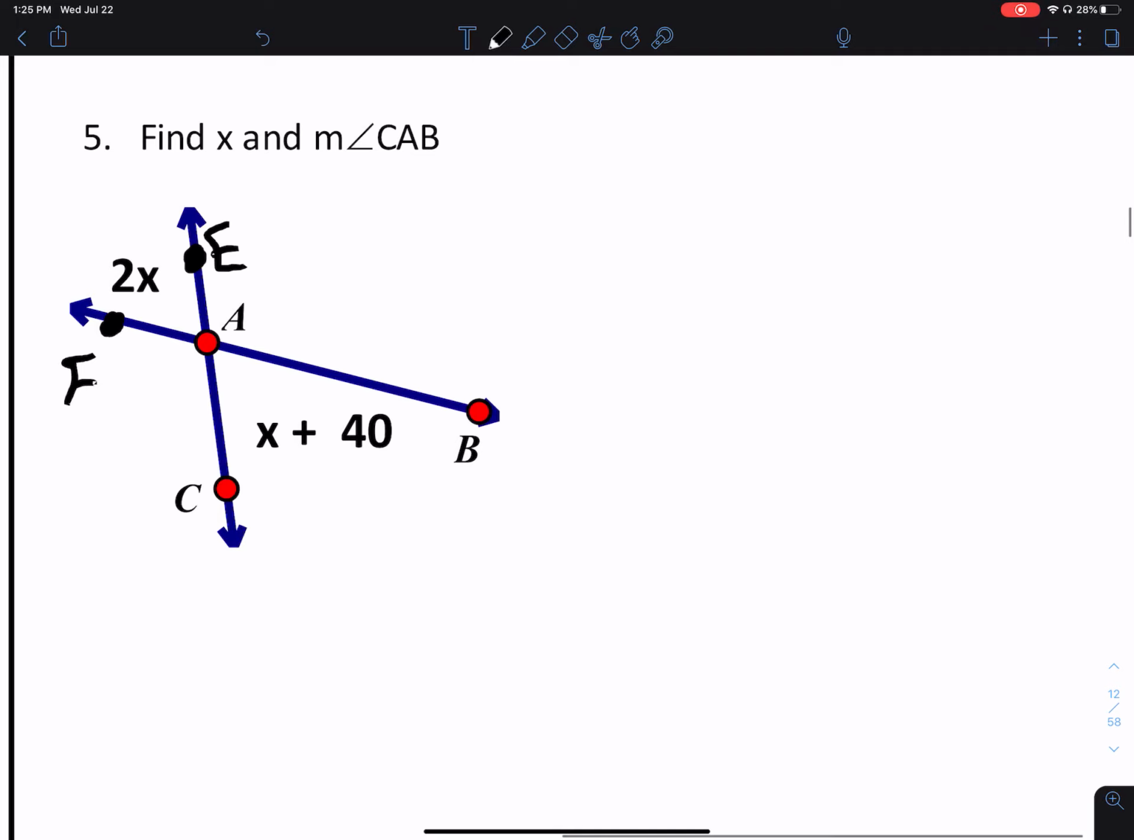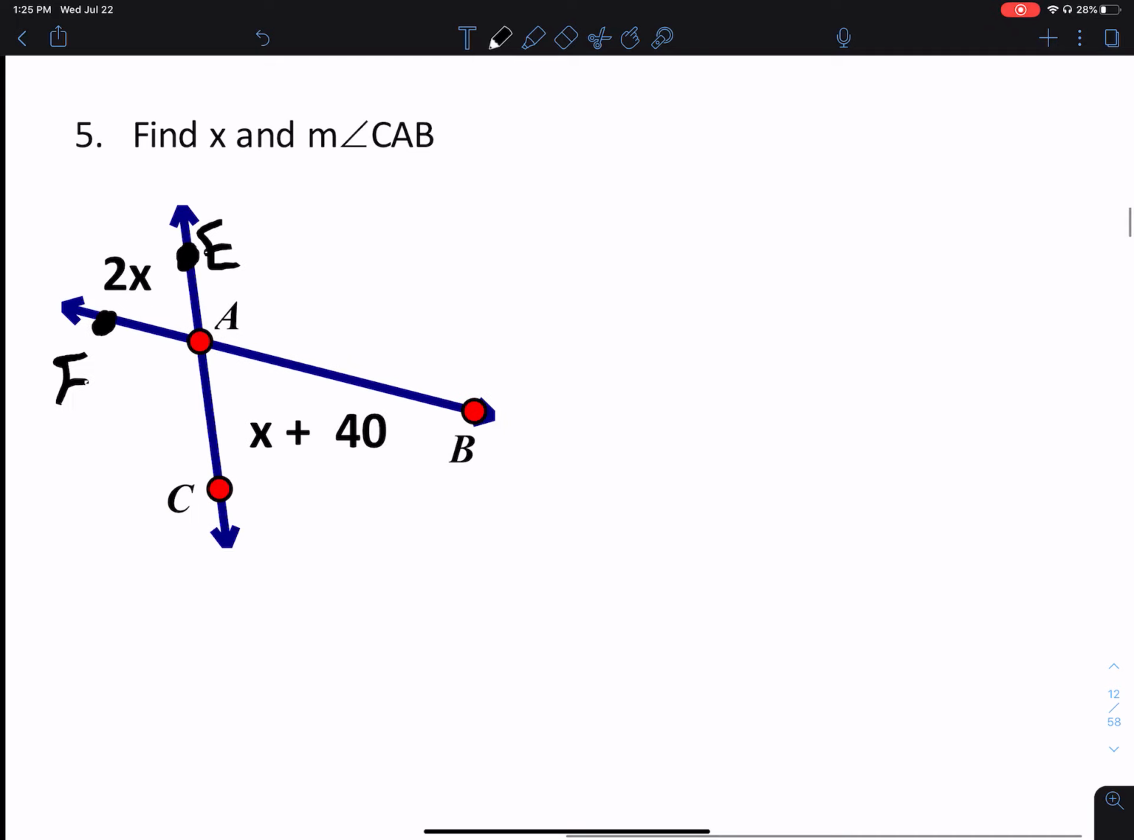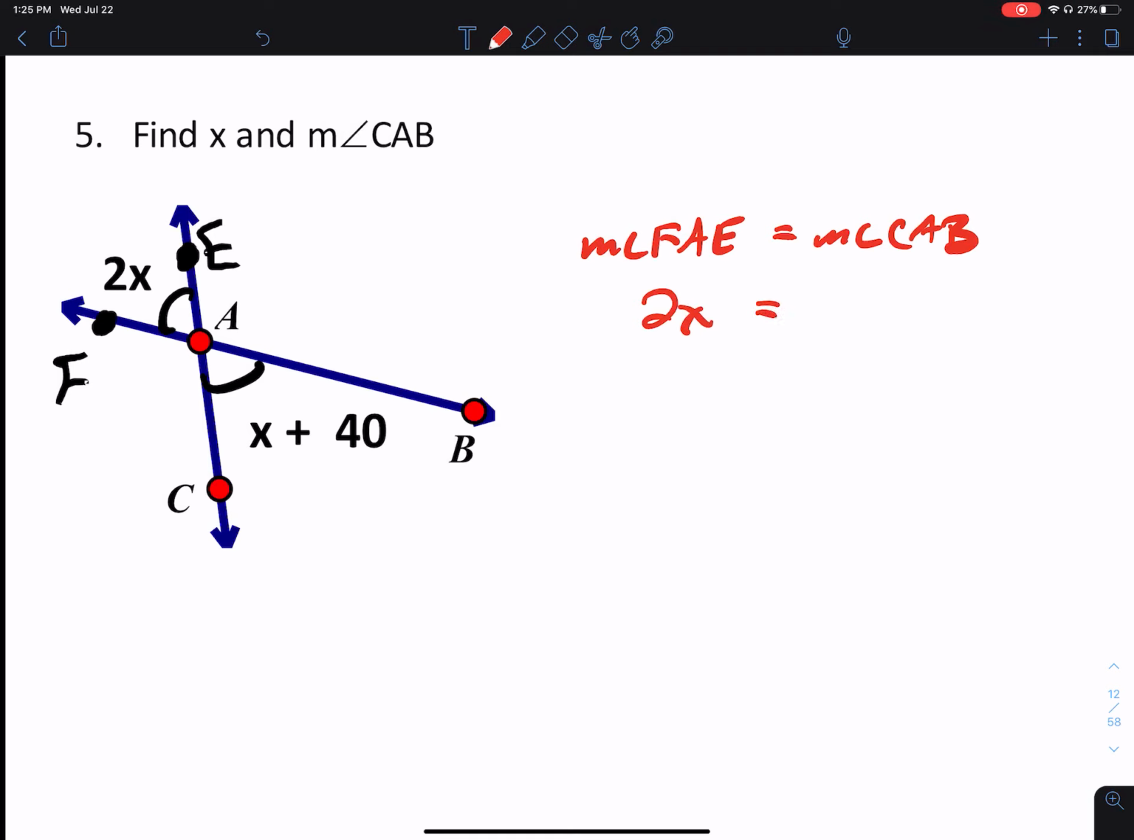Last one, number 5. Excuse me. Find the value of x and the measure of angle CAB. Well, check it out. These are vertical angles, so they're congruent. Vertical angle theorem says that the measure of angle PHI is going to equal the measure of angle CAB. Measure of angle PHI is 2x, measure of angle CAB is x plus 40. If I subtract x from both sides, I get x is 40.